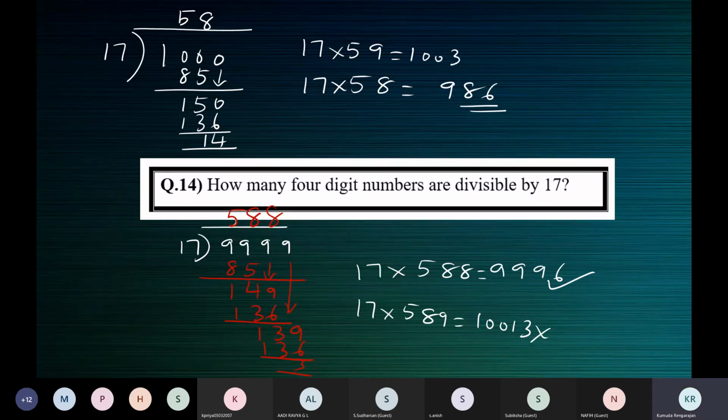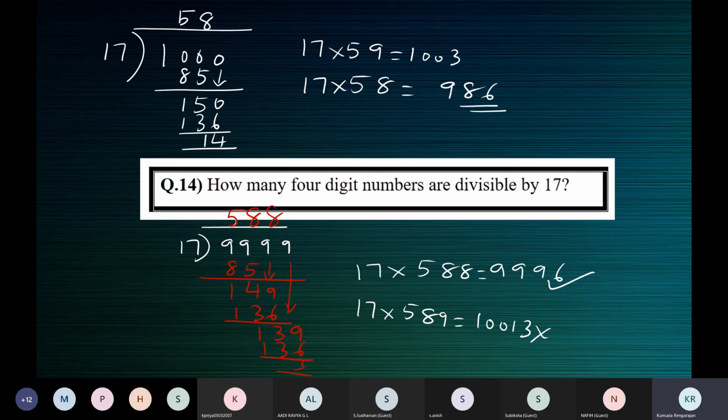Try 1758 times. You get 986. So the next number, 1759 times, is 1003. Similarly, divide 9999 by 17. Try 588 times. That gives you 9996. Try 589 times. It's a 5-digit number, so ignore that.